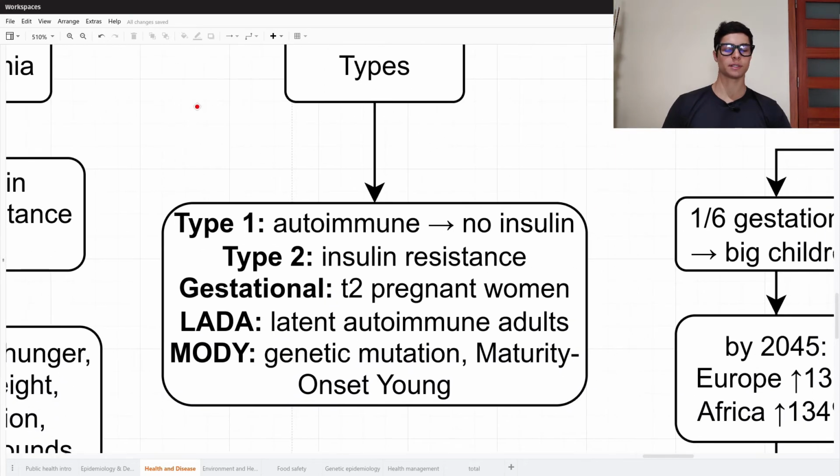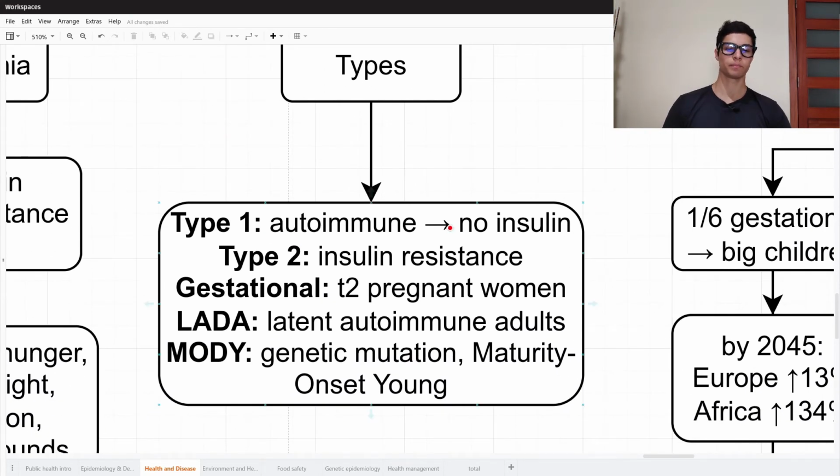Types of diabetes. We have type 1, which is autoimmune, and we produce no insulin. Type 2, which is insulin resistance, and it is correlated with obesity. Gestational is like a type 2, but for pregnant women. The LADA, which is the latent autoimmune diabetes for adults, so this is autoimmune as well, but it is for adults. This type 1 is mainly in children. And then the MODY, which is a genetic mutation, and it stands for maturity onset diabetes of the young.